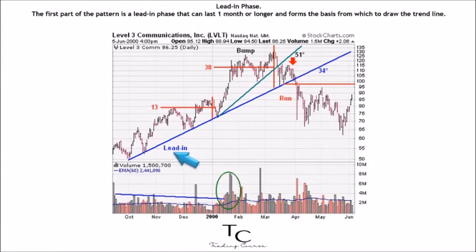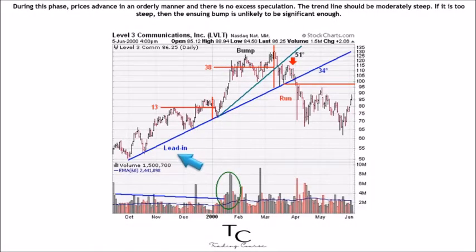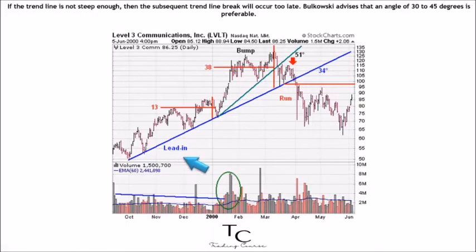Lead-in phase. The first part of the pattern is a lead-in phase that can last 1 month or longer and forms the basis from which to draw the trend line. During this phase, prices advance in an orderly manner and there is no excess speculation. The trend line should be moderately steep. If it is too steep, then the ensuing bump is unlikely to be significant enough. If the trend line is not steep enough, then the subsequent trend line break will occur too late.